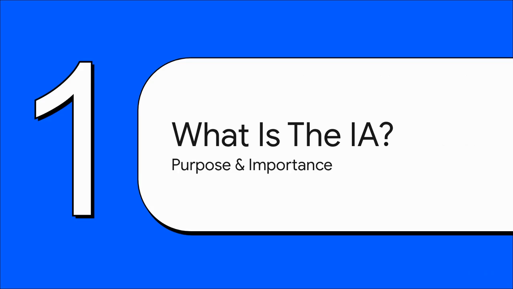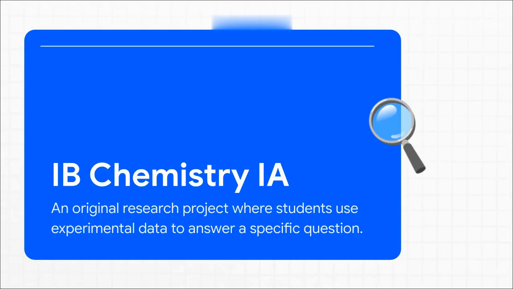Okay, so let's start at square one. What even is the IB Chemistry IA? Forget the grade for a moment. What is its actual purpose? What is the IB really trying to see if you can do? At its core, the IA is your chance to stop being just a student and start thinking like a real scientist. Seriously, this isn't about spitting back facts from a textbook. It's about you asking your own original question, designing your own experiment to test it, and then using your own data to build a solid answer. It's where you prove you can actually do chemistry.